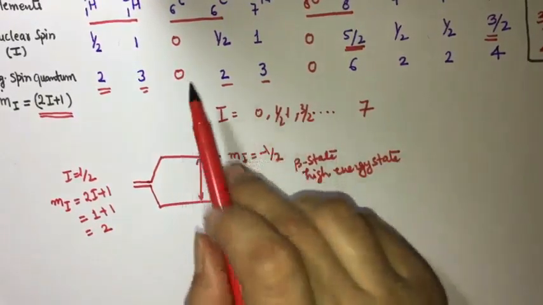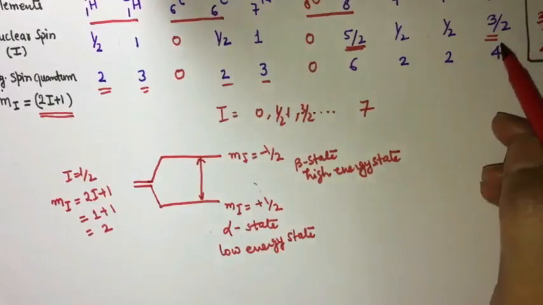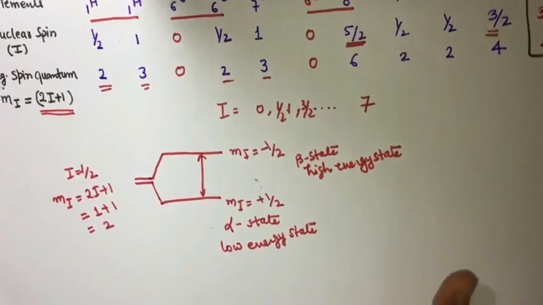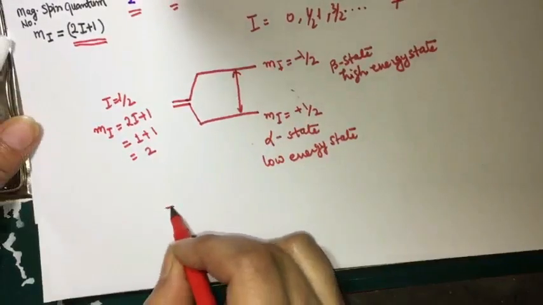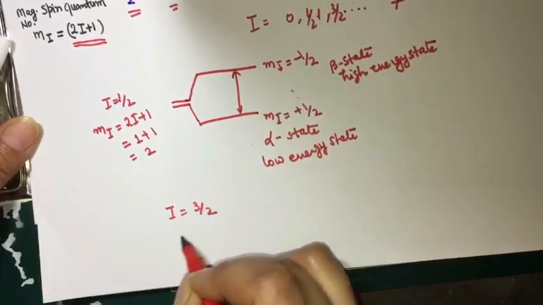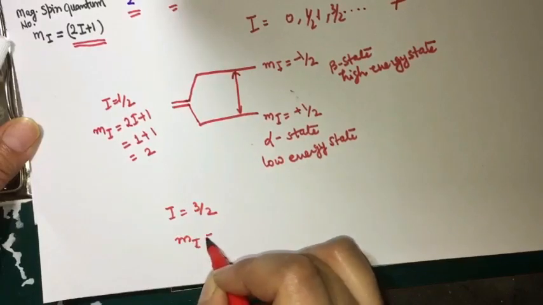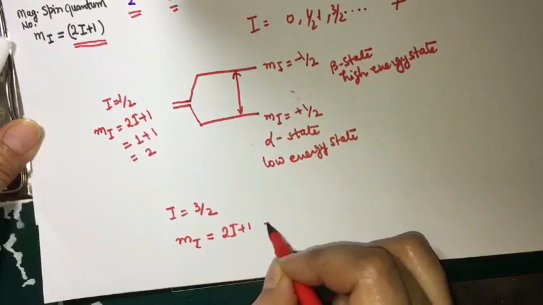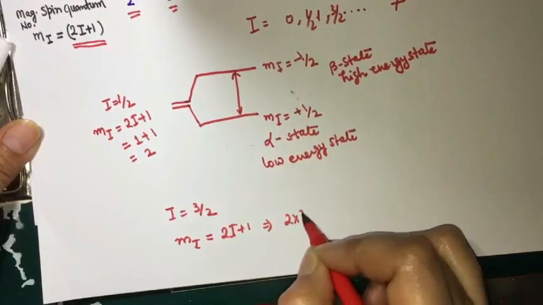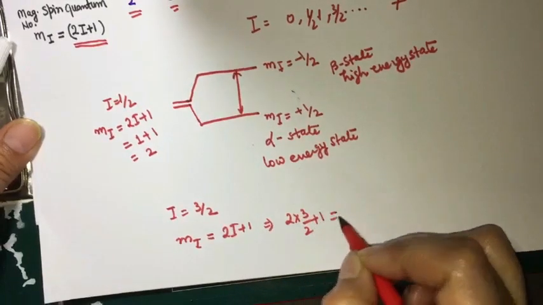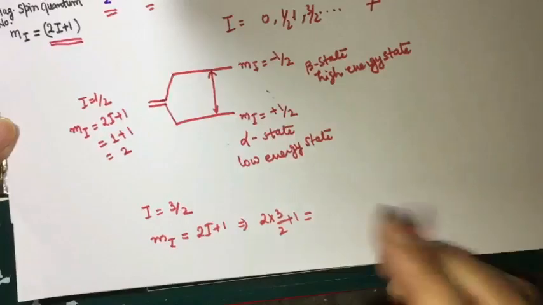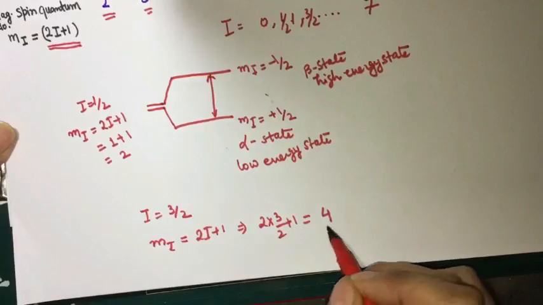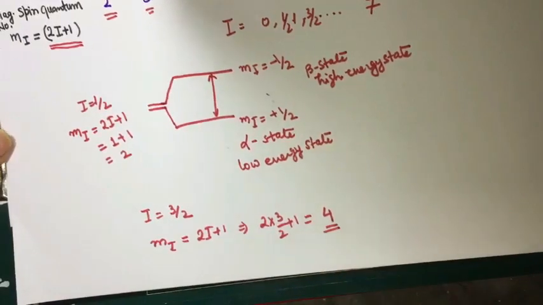Similarly, if we take another example, say chlorine, then in the case of chlorine, I equals 3 by 2. So the spin multiplicity is 2I plus 1, which equals 2 into 3 by 2 plus 1, equals 4. So MI has 4 values.